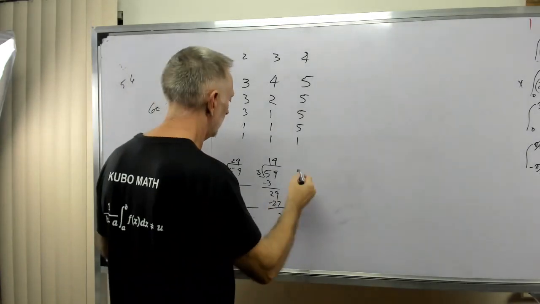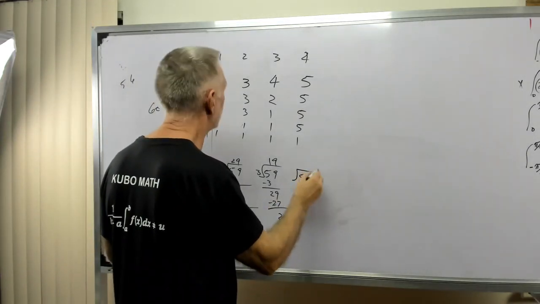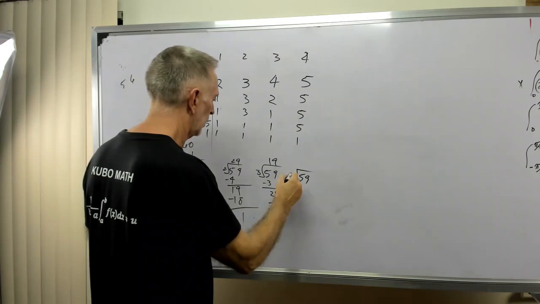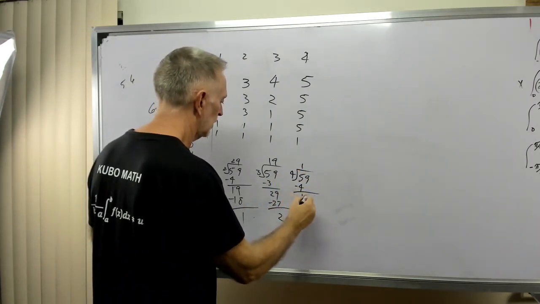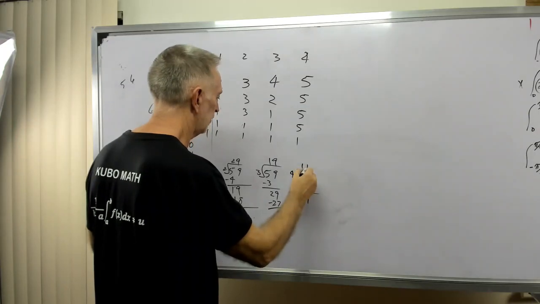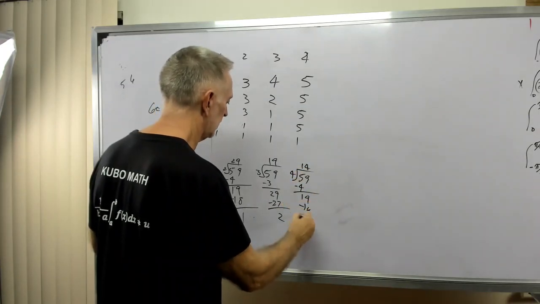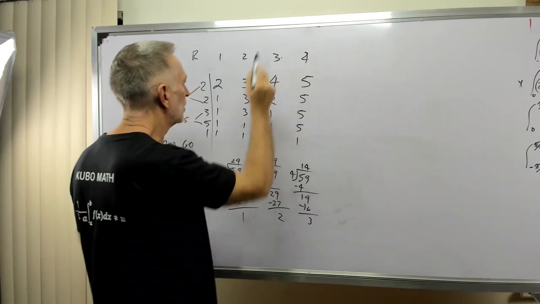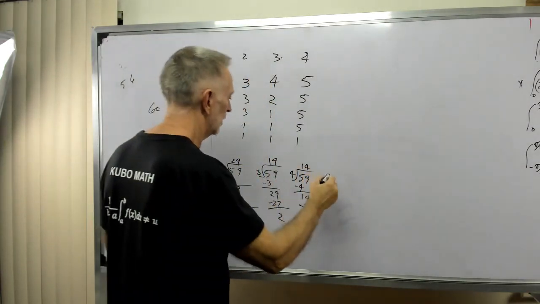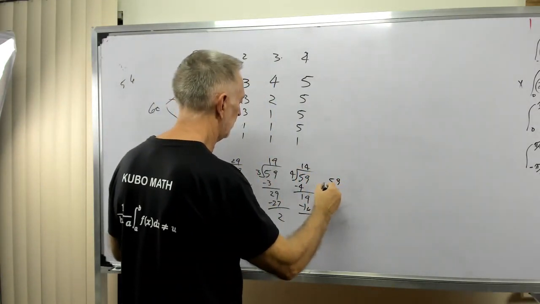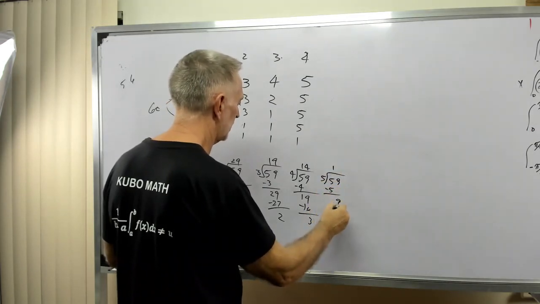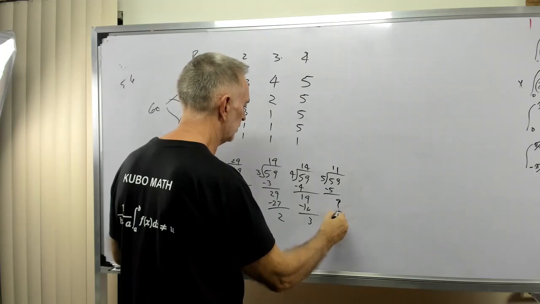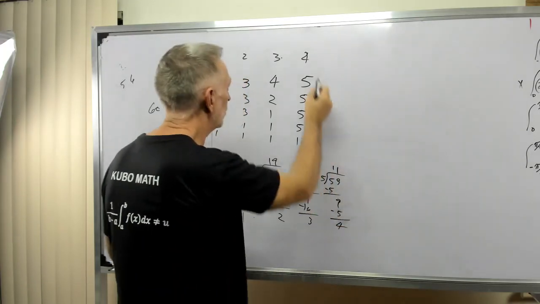All right, 59 divided by 4. I go into it 1 time. 1 times 4 is 4. That left me 19. 4 times 4 is 16. That left me 3, which is what I wanted. All right, 59 and 5. 1 times 5 is 5. That's 0. Bring down the 9. 1 times 5 is 5. That leaves me 4, which is what I wanted.